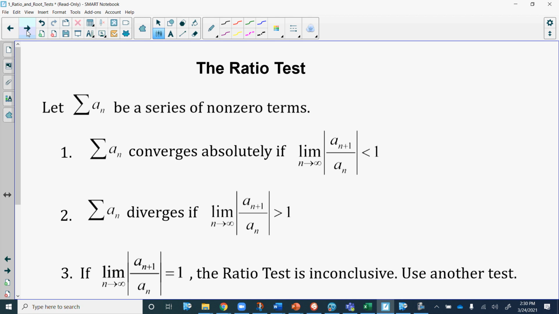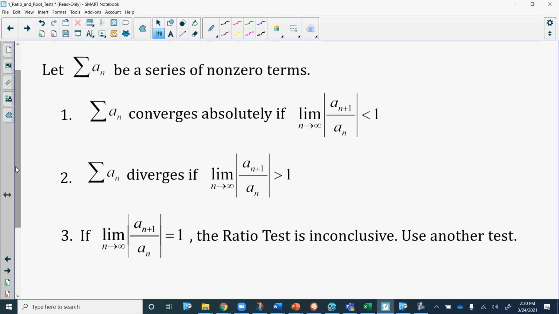So here it's illustrating how you test for convergence with the ratio test. The series is going to be a series of non-zero terms, obviously. The absolute convergence is going to show if the limit of the ratio of a sub n plus 1 over a sub n is less than 1, meaning that it's going to be some number like 0, or some fraction between 0 and 1. That's what we're going to use to show that it's going to converge absolutely.